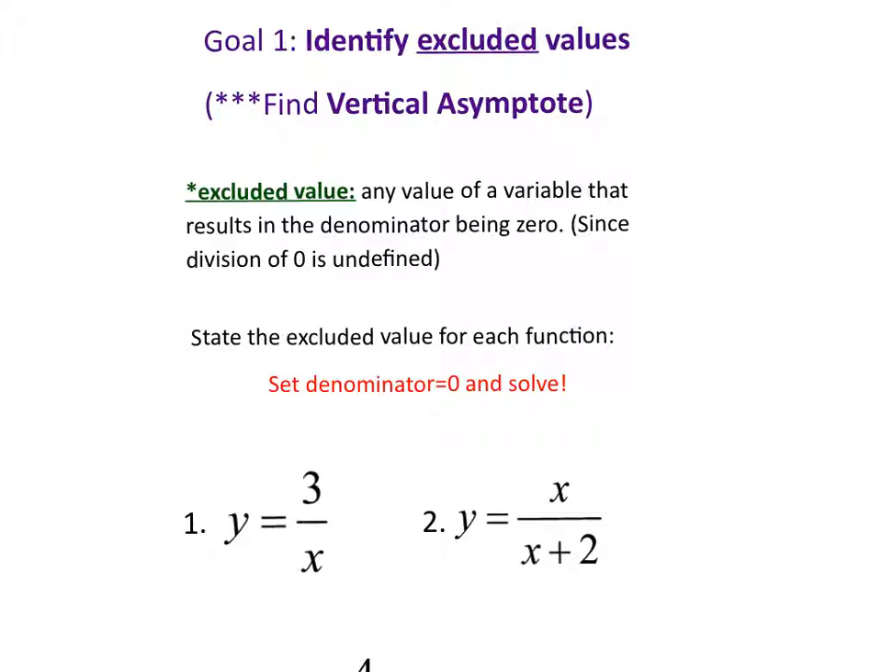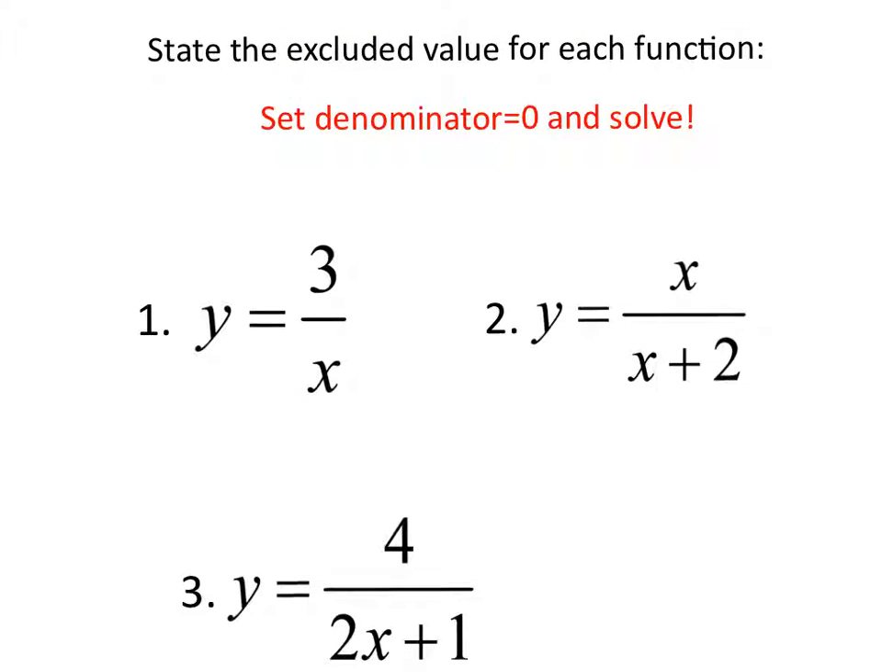Let's look at a little bit more about rational functions. Goal number 1 that we want to complete, identify excluded values. This is otherwise known as finding the vertical asymptote. An excluded value is any value of a variable that results in the denominator being 0, since the division of 0 is undefined. So state the excluded value for each function. Hint, set the denominator equal to 0 and solve, because again that will result in being undefined. So on number 1, I am just going to set my denominator, which is x, equal to 0, and that is my excluded value. So my answer here is just x equals 0.